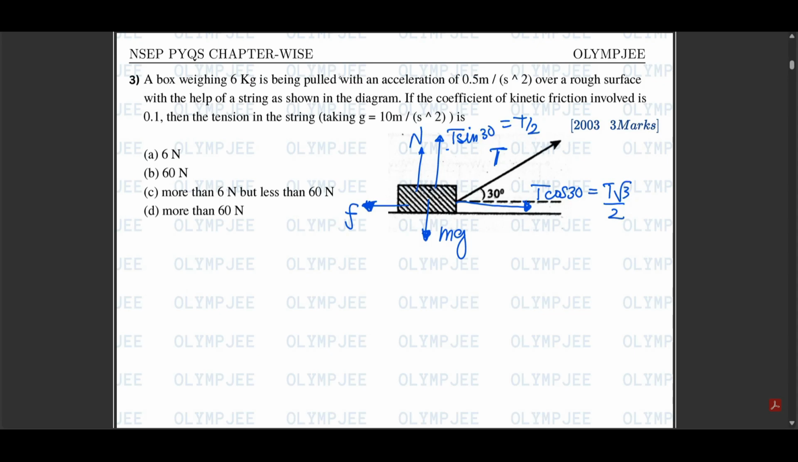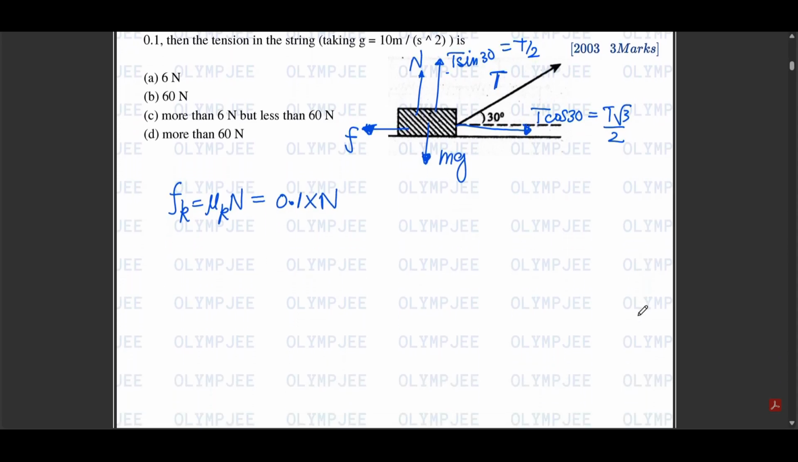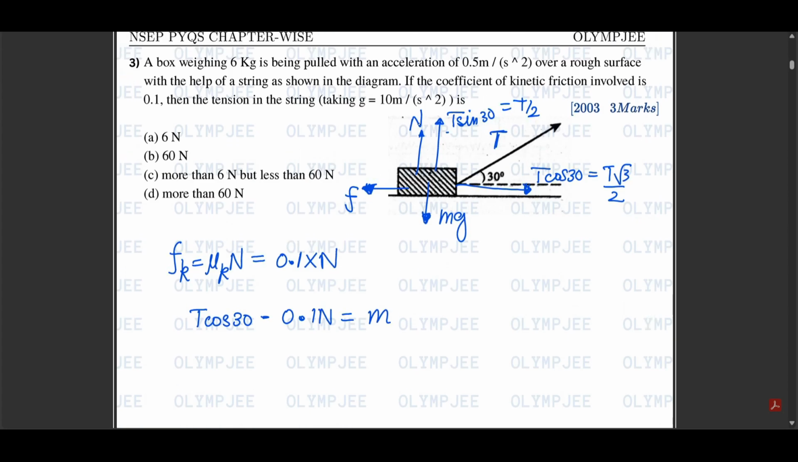And since the block is moving, kinetic friction will be acting, and kinetic friction is mu k multiplied by N always, right? So it will be 0.1 multiplied by N, that is, normal. So now we have T cos 30 minus 0.1 N is equal to mass multiplied by acceleration, right? Let me substitute the values.